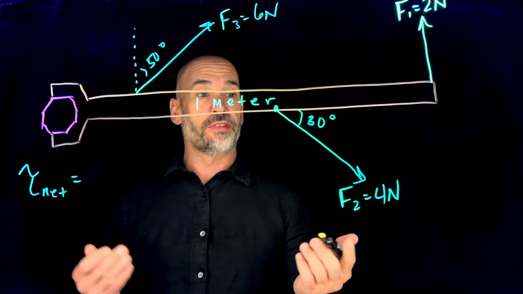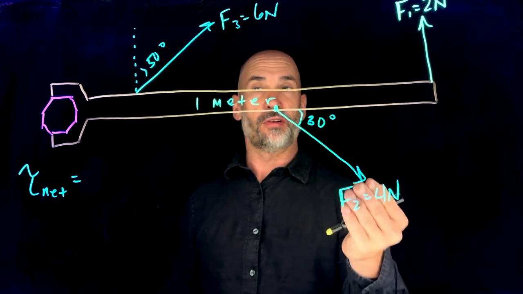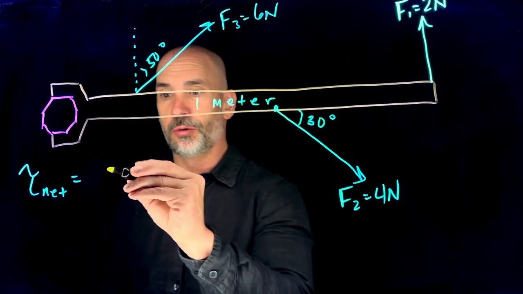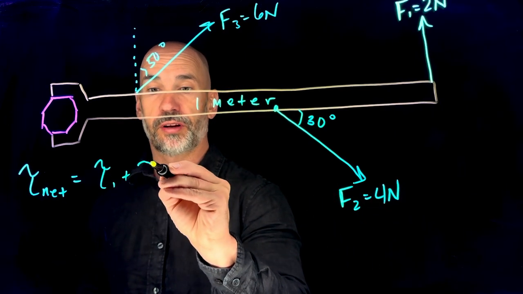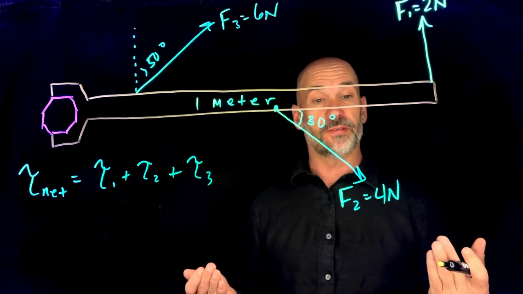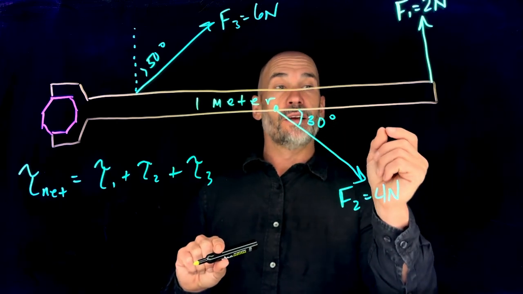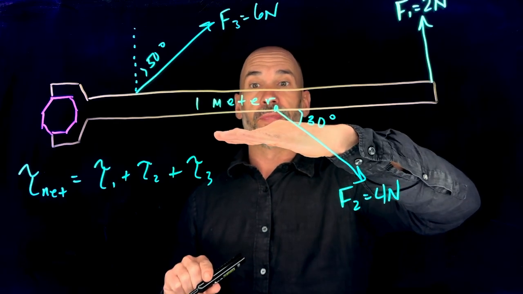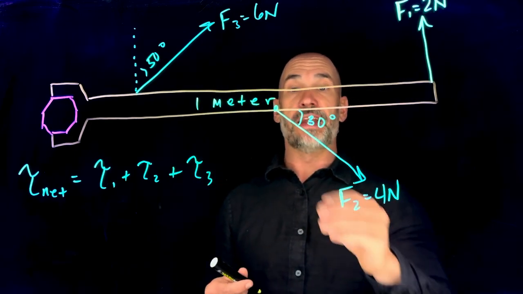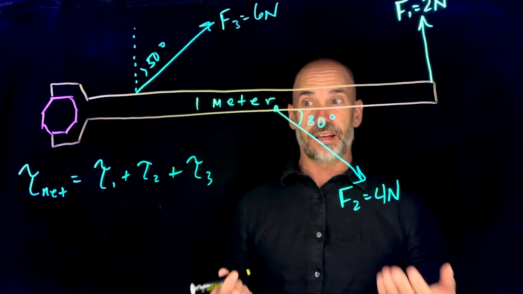So just like with net forces, we want to add up all the torques. There is a torque for F1, a torque for F2, a torque for F3. For every force acting on an object, there's one torque. So we do torque 1 plus torque 2 plus torque 3. But torque is a vector, so we have to be careful about the direction. Any force that makes an object want to rotate counterclockwise is a positive torque, and any force that makes an object want to rotate clockwise is a negative torque.